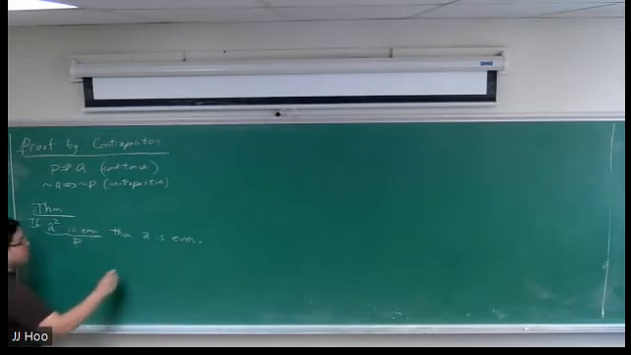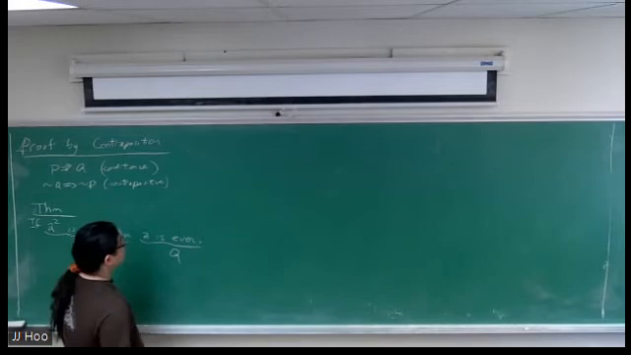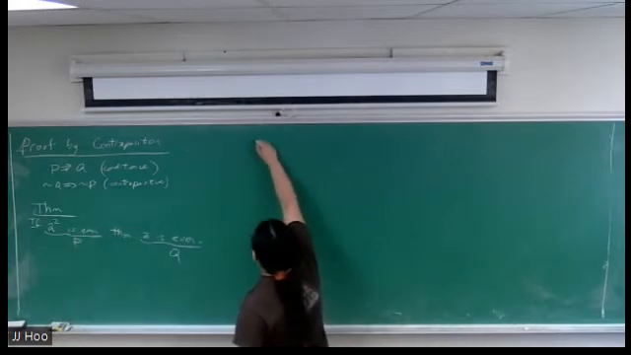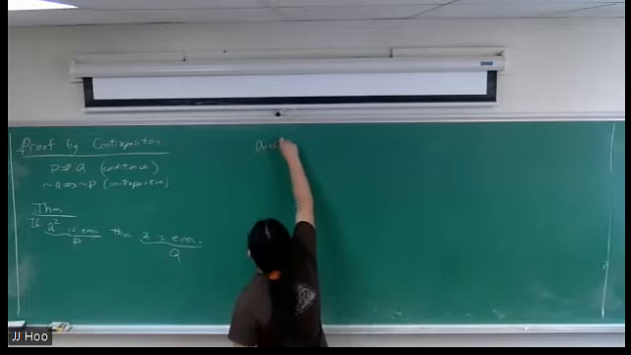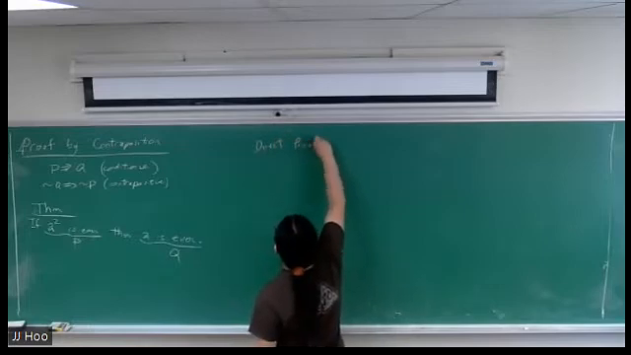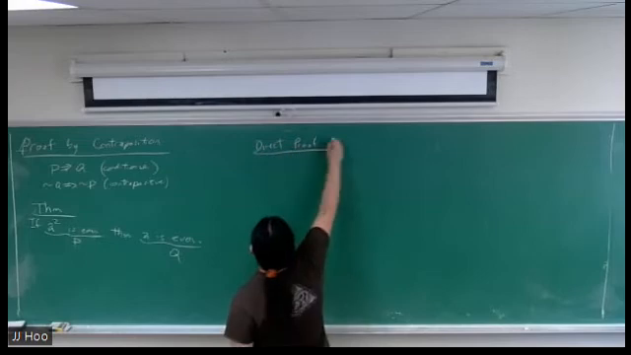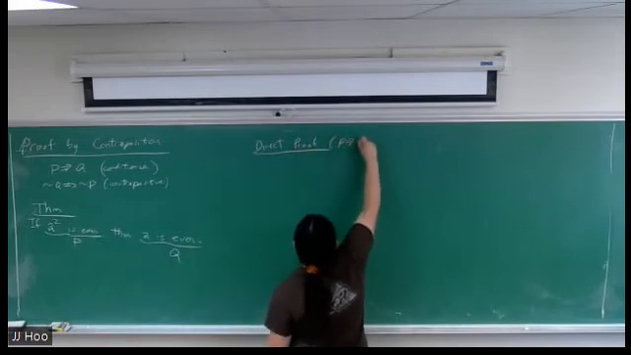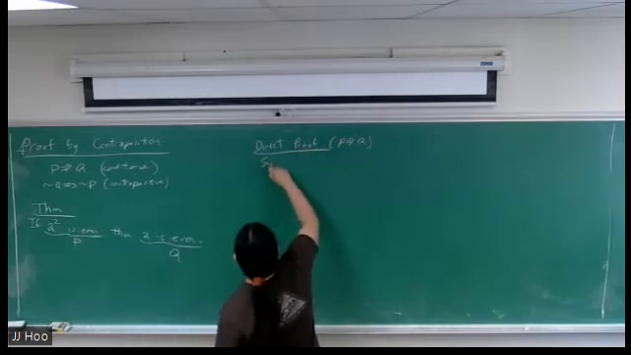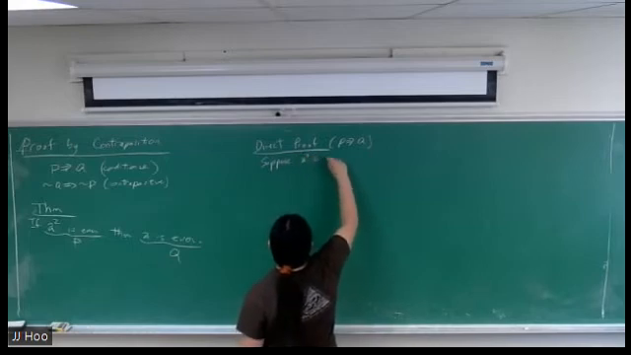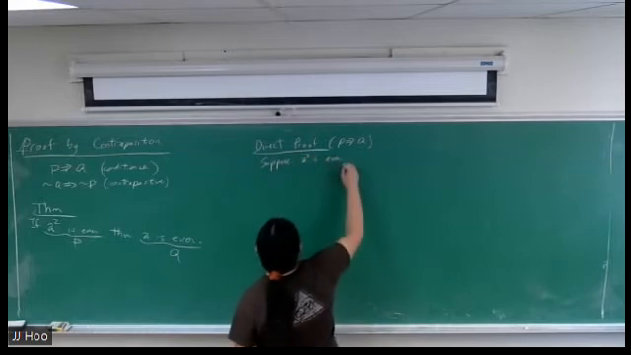So let me do this directly first, right? So let's call this P, and let's call this Q, right? So if I want to do it directly, I have to say something like, okay, in other words, P implies Q. So suppose a squared is even, right?